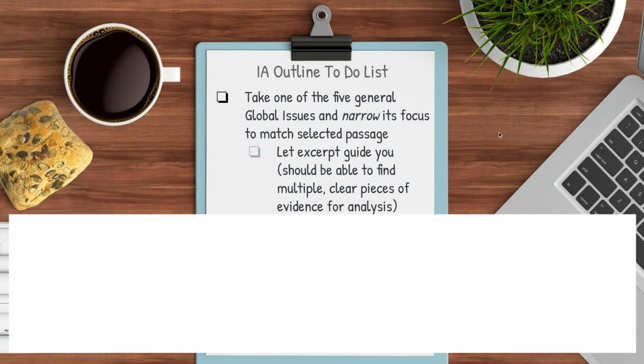Then you're going to want to take one of those 5 general global issues and narrow its focus to match the passage that you selected. I would suggest you let the excerpt itself guide you. You should be able to find multiple clear pieces of evidence for your analysis of that global issue. It shouldn't just be one piece of diction showing the global issue is present, or one example of figurative language. You should be able to point to multiple things within that 40-line passage.